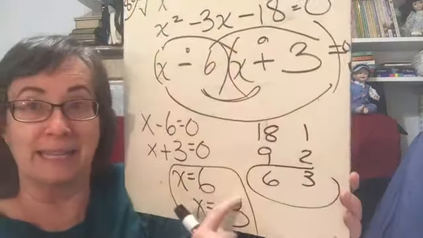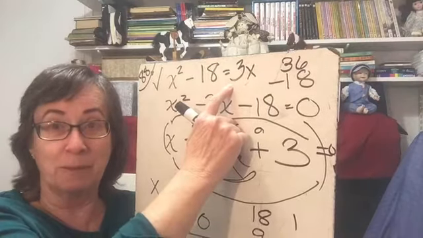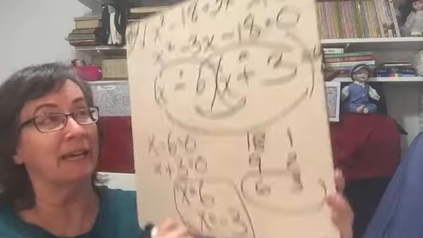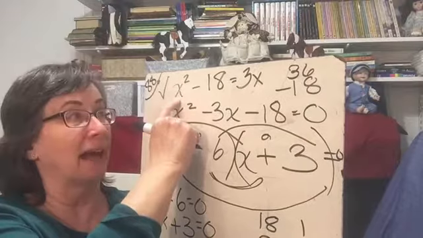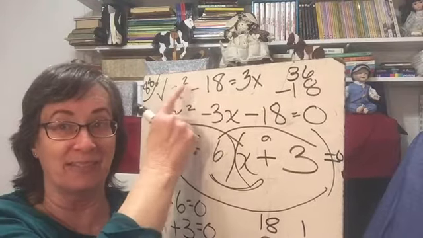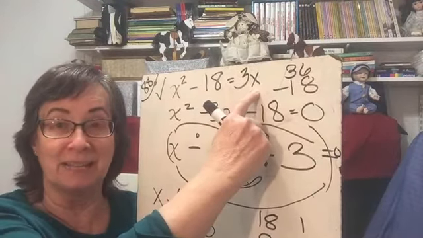Let's try x is negative 3. See if it works. So we go back up here. Negative 3 times negative 3 is 9. Minus 18 is negative 9. And we're plugging in what? We're plugging in a negative 3. Negative 3 times 3 is negative 9. So we had 9 minus 18 is a negative 9 on this side. And this side is also a negative 9. And a negative 9 equals a negative 9. And therefore, x is negative 3 is also a solution to the equation. If it makes the equation true, it is called a solution of the equation.